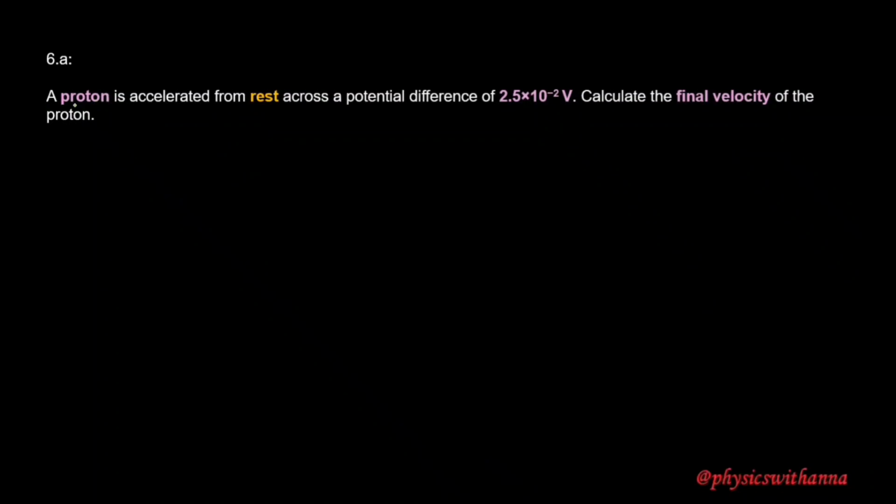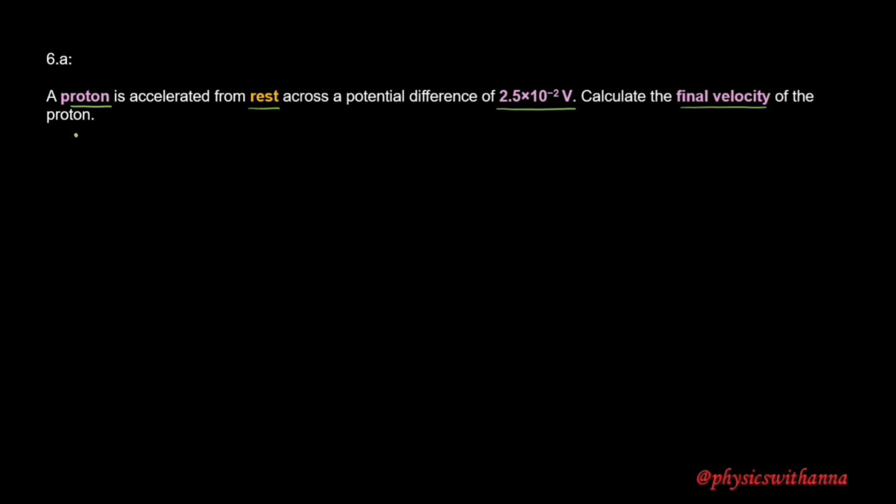Question 6a. A proton is accelerated from rest across a potential difference of 2.5 times 10 to the power negative 2 volt. Calculate the final velocity of the proton. So here in this question, you have a proton which is accelerated from rest.